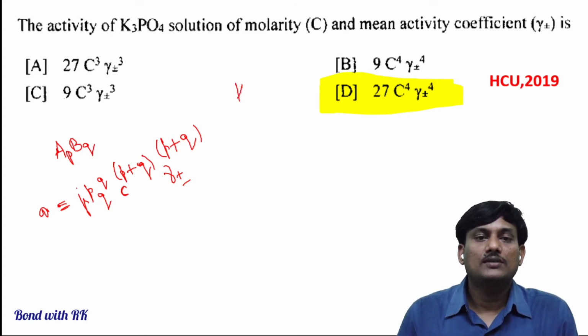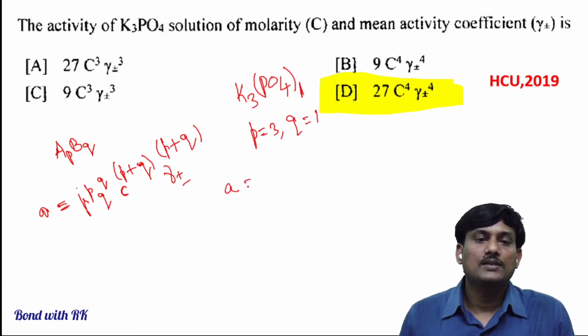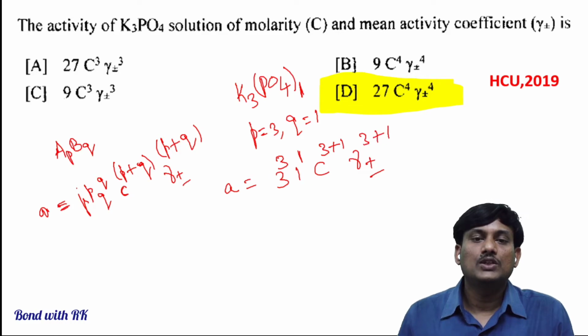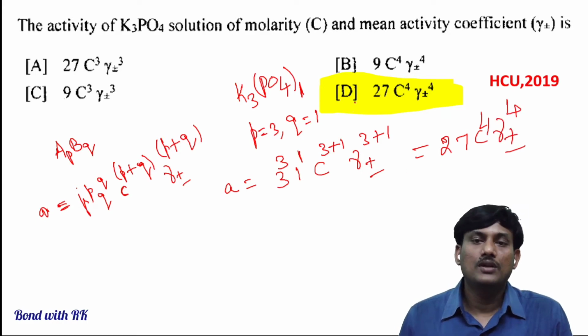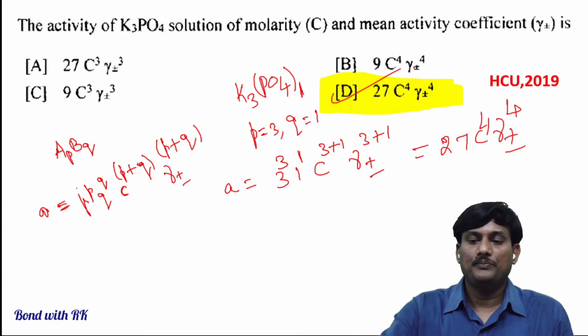Here, let's take K3PO4. The PO4 is 1. So p is equal to 3, q is equal to 1 for this electrolyte. So a is equal to 3 power of 3, 1 power of 1, and C power of 3 plus 1, and gamma plus or minus power of 3 plus 1. 3 into 3 into 3, it will be 27, C power of 4, gamma plus or minus power of 4. So the correct option is D.